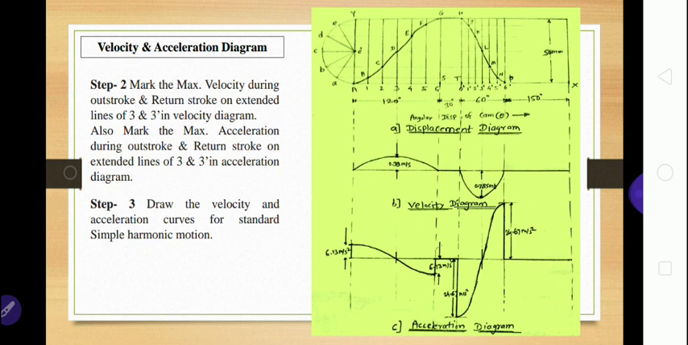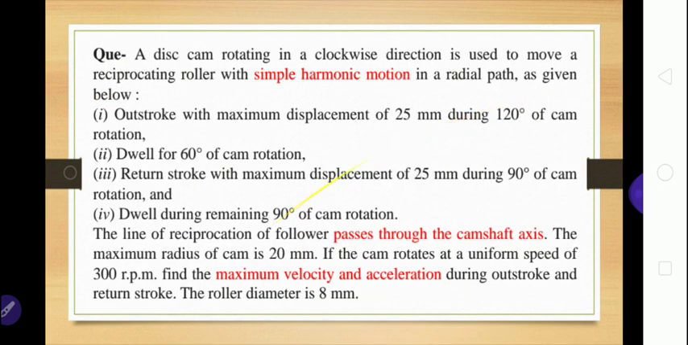So this is our complete problem in which you have drawn the displacement diagram first, then you have drawn the cam profile, then you have drawn the velocity and acceleration diagrams for the follower. This is the problem. Now a similar kind of problem is there, which is for your homework. Do this problem and write the answer in the comment box.